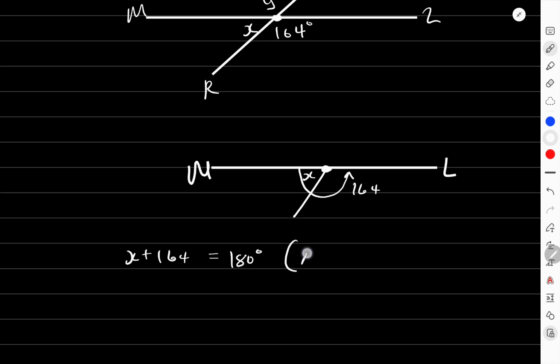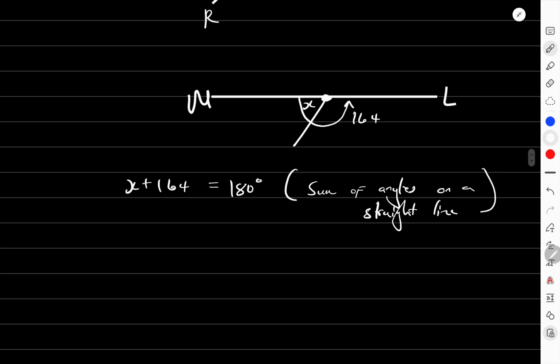The reason being is the sum of angles on a straight line. Now, since I know the value of this 164 and this 180, both of them are numbers, I have a right to group my numbers together. Therefore, I'm going to have x is equal to 180 minus 164, because the 164 was positive on the left hand side, therefore it's going to be negative on the right hand side. Now, what is 180 minus 164? I'm going to get the value of x as 16 degrees. The value of x is 16 degrees.